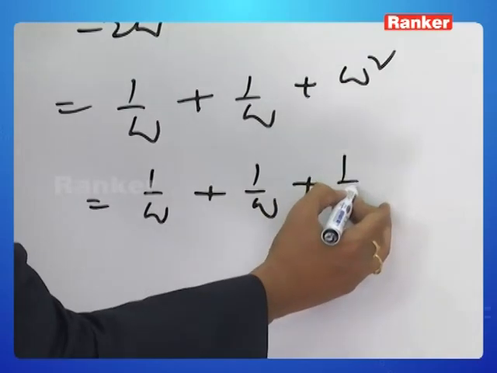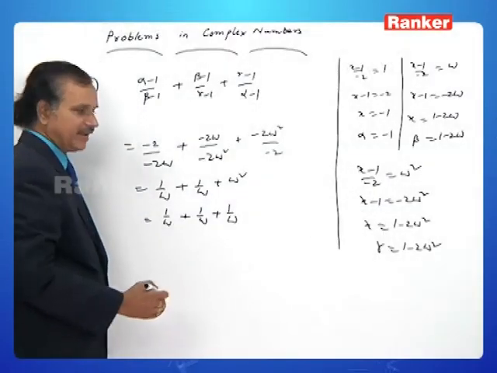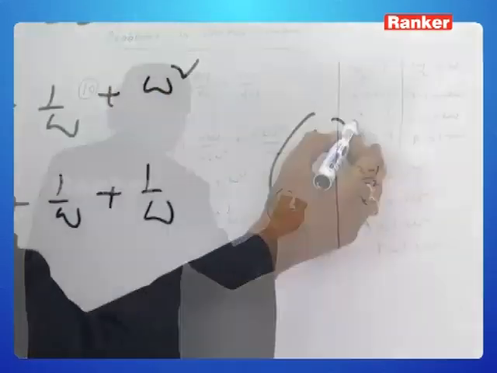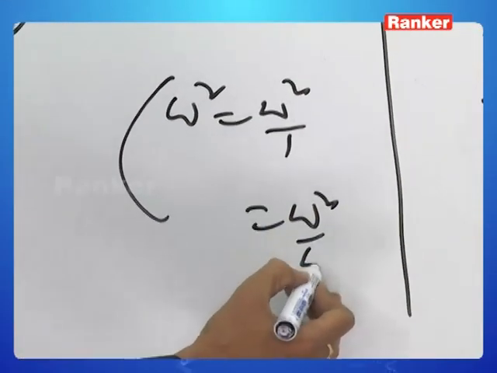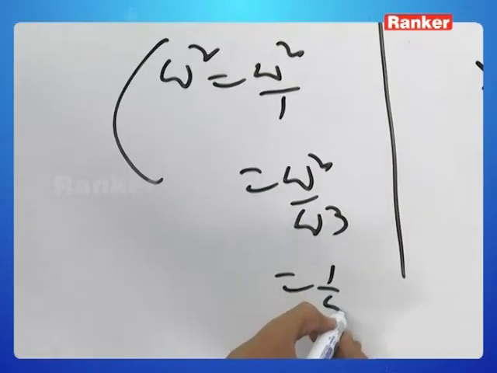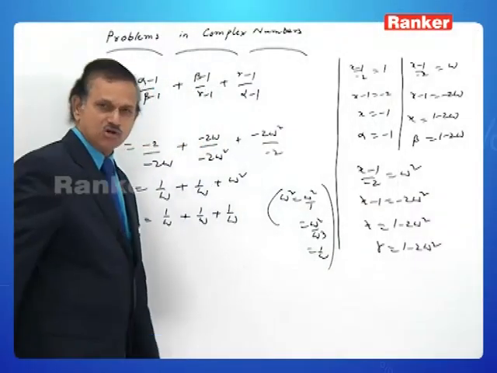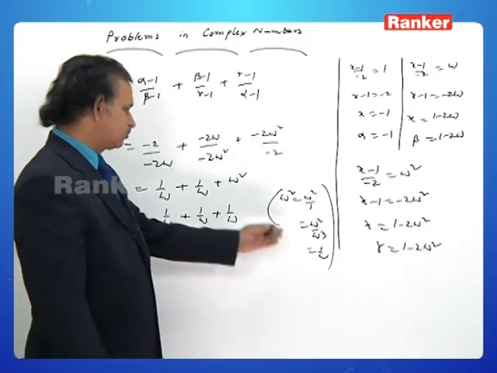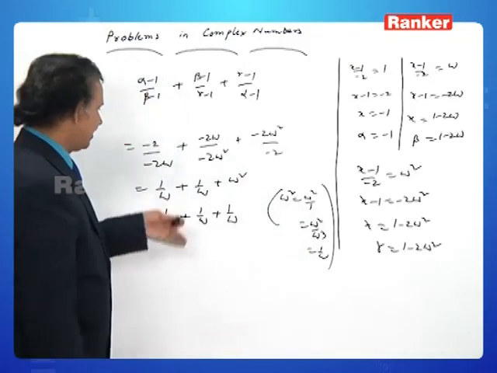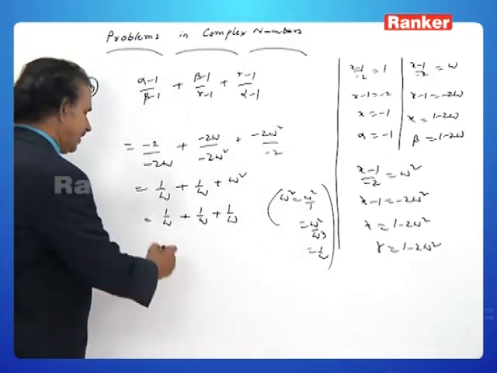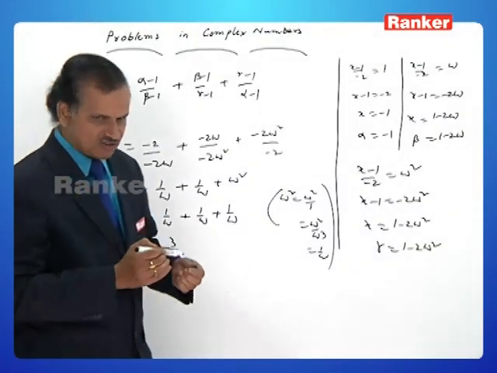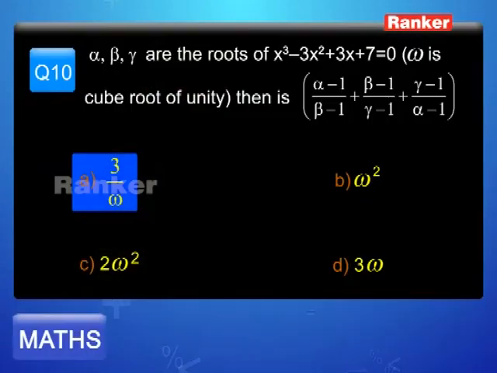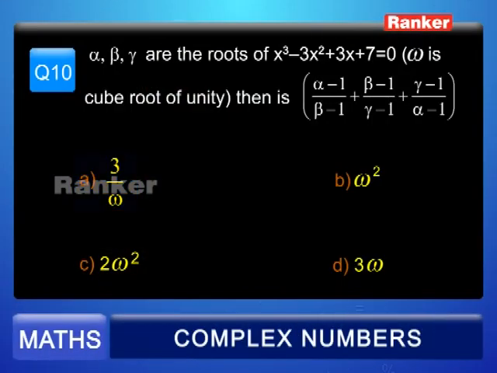You can write omega square as 1 by omega. Why? Omega square is equal to omega square by 1 is equal to omega square by omega cube is equal to 1 by omega. Am I correct? Of course. You can write omega square as 1 by omega. 1 by omega plus 1 by omega plus 1 by omega. Again, this is 3 by omega. Hence, what is the right option available? The first option, that is option A, is the correct answer. That is 3 by omega is the correct answer.